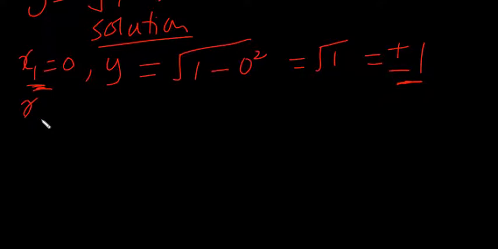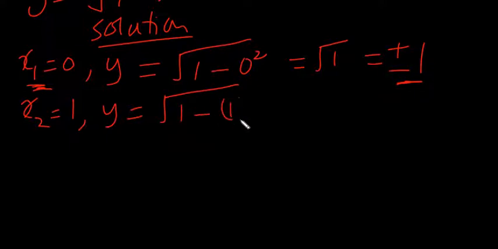When we take x2 to be 1, we have y equals root of 1 minus 1 squared, which is root 0, which is 0. This is a real number. Plus or minus 1, these are real numbers. So this function is defined at x equals 0 and y equals plus or minus 1. Again, it is defined at x equals 1 and y equals 0.